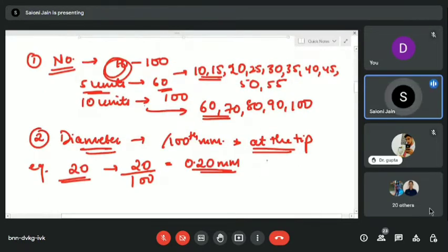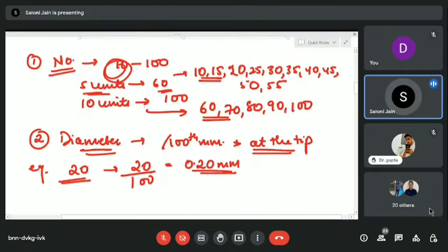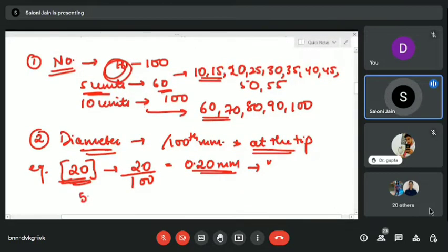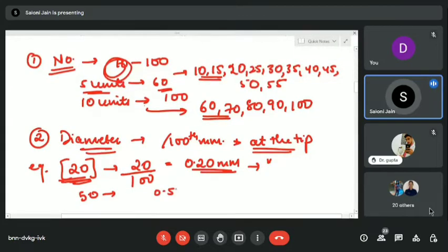So they're saying that, for example, if this is a 20 number file, divided by 100, because it's hundredth of a millimeter, we get 0.20. So this is the diameter of a 20 number file at the tip. For example, if we have a 50 number file, then it would be 0.50 mm. The diameter at the tip would be 0.50 mm.